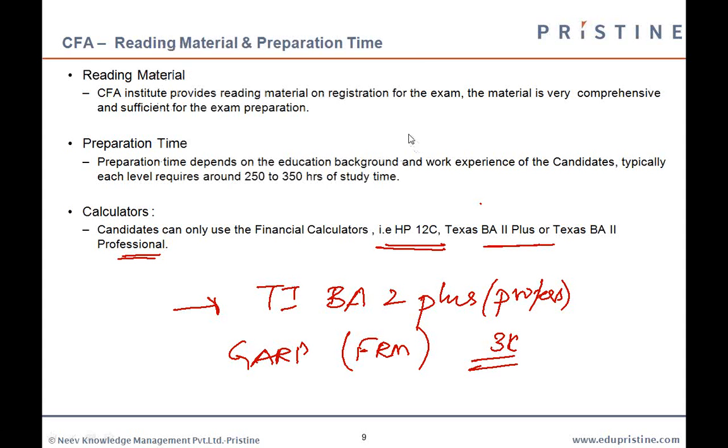However, having said that, a professional edition is always recommended, but not necessary. For passing the CFA exam, you can still do without a professional edition, but I would recommend that you take a professional edition. From the perspective of the exam, it's not mandatory to have the professional edition of the calculator.